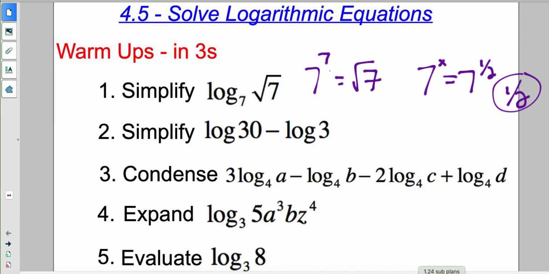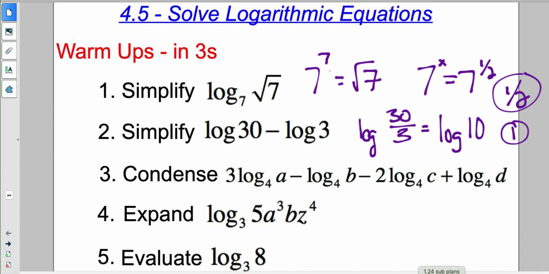The next one, log in base 10, but log 30 minus log of 3. That's our quotient rule, so we can make it log of 30 divided by 3, which is log of 10. And so again, the base is 10, so it's 10 to the what power equals 10. So 10 to the first equals 10. So that answer is just 1.